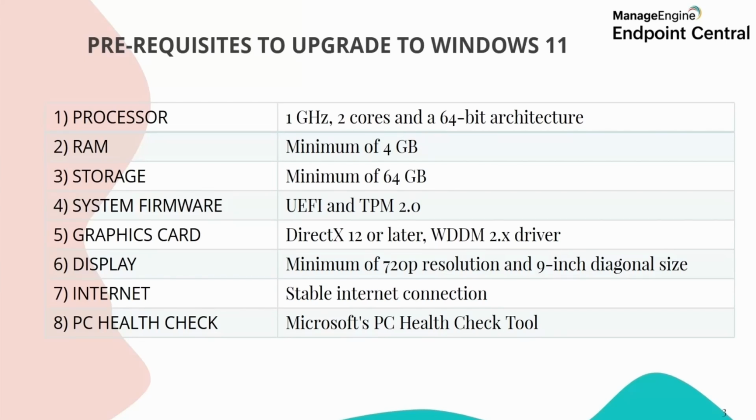And next, we have system firmware. Windows 11 requires UEFI firmware, secure boot enabled, and trusted platform module version 2.0 for added security. You need to enable secure boot and TPM 2.0 through your BIOS settings.